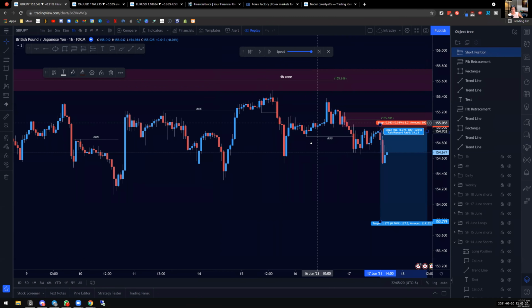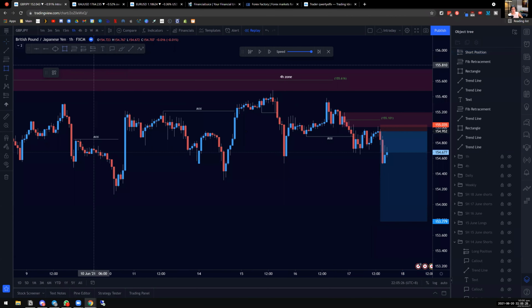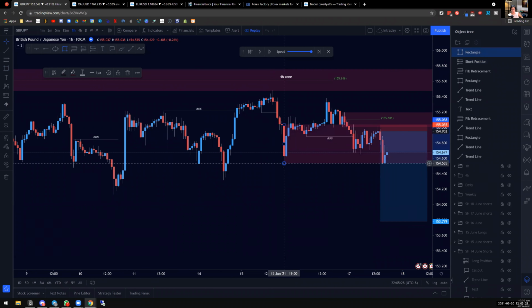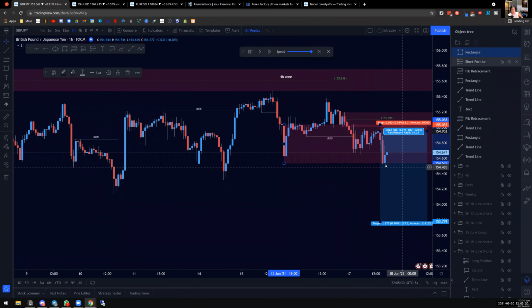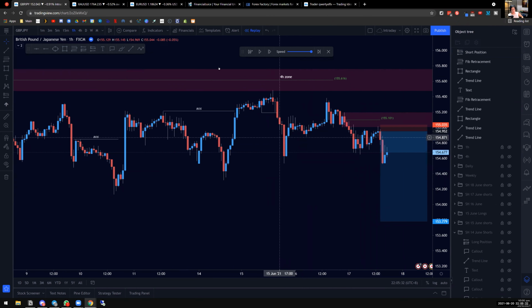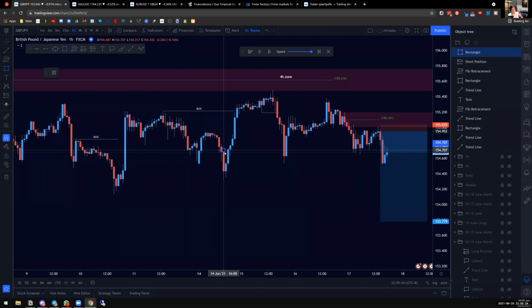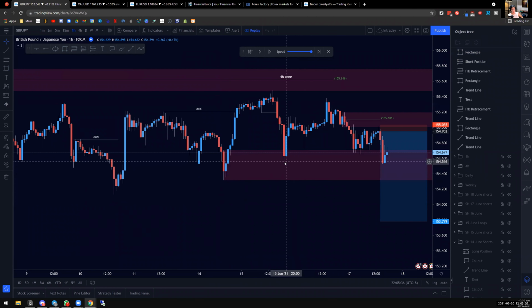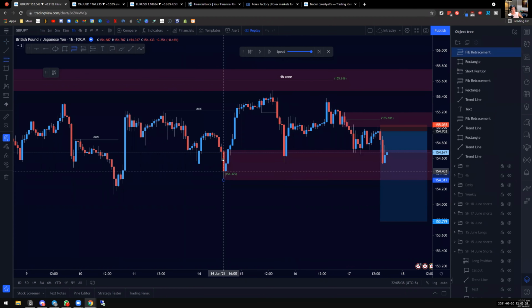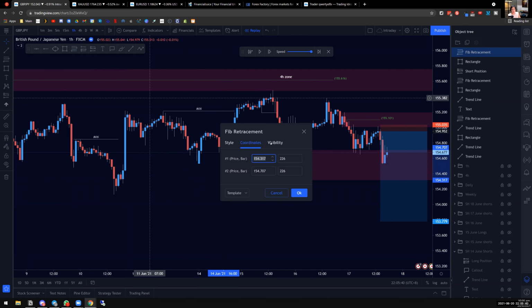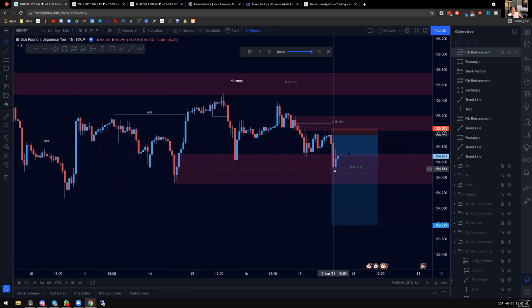So the reason why I'm not really drawing my supply zones here is because if you look left, the first supply zone here, this big one, already tapped and already going to break. So this one gone. Next one. This one. Notice how this one already tapped, especially the 50%. The 50% is quite crucial for me. Notice how this one, I'll be careful when it starts to come inside here.